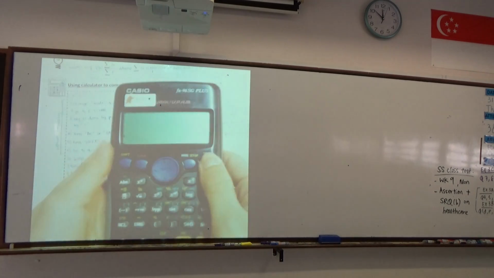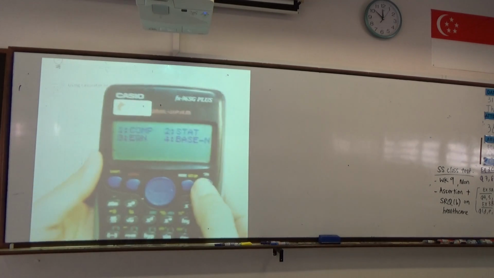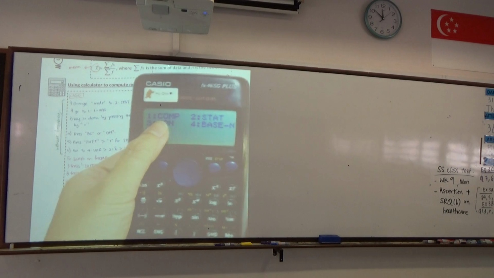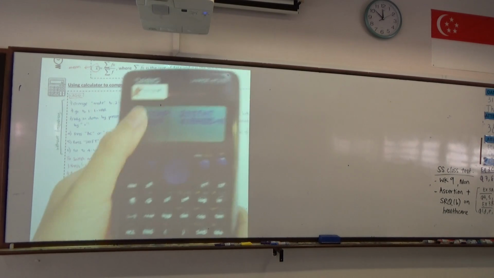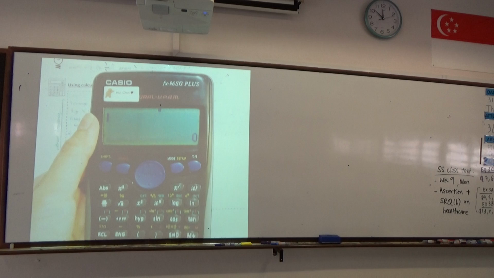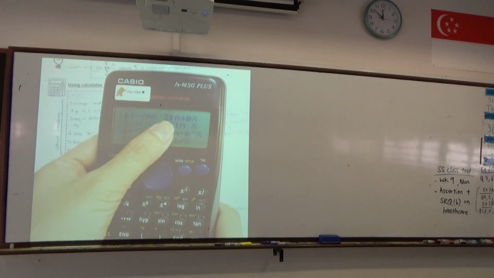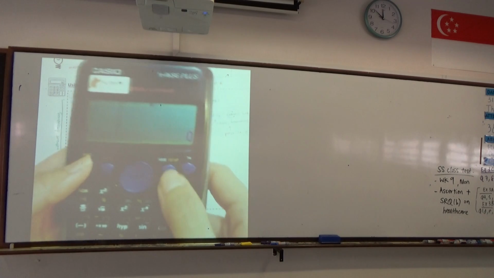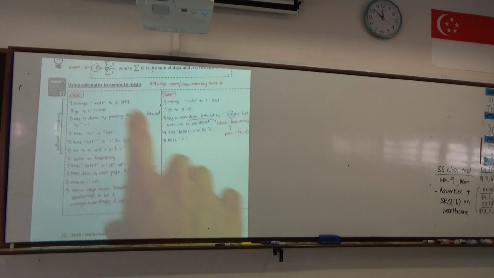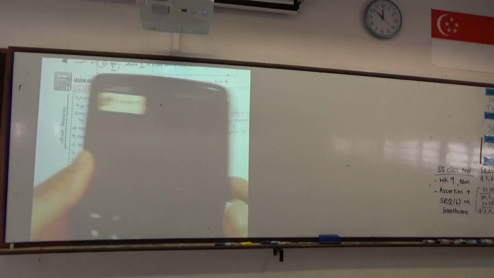Let's just go to Casio first. In your usual calculation at this point, you will always be under number 1, computation. Only when you're doing a statistics question will you go over to stat. So that was what we were doing.